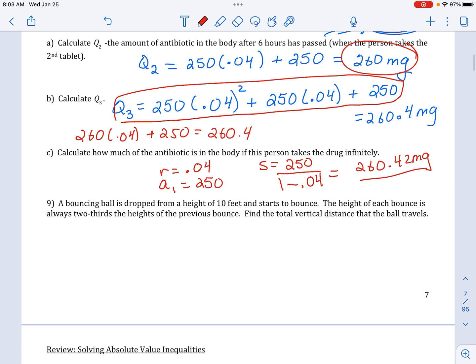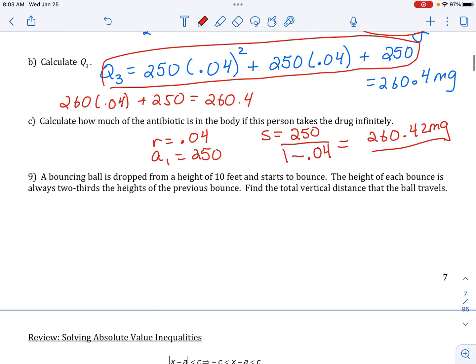Okay, last one, let's talk about a bouncing ball. So you've got a ball that's dropped from a height of 10 feet. So the vertical distance 10 feet, and then it's going to start to bounce. And it says the height of each bounce is always 2/3 of the previous height. So this is going to be 2/3 of 10. So it has to obviously bounce down, it goes up, and then, so this piece would also be 2/3 of 10. And I want the total vertical distance that this ball travels.